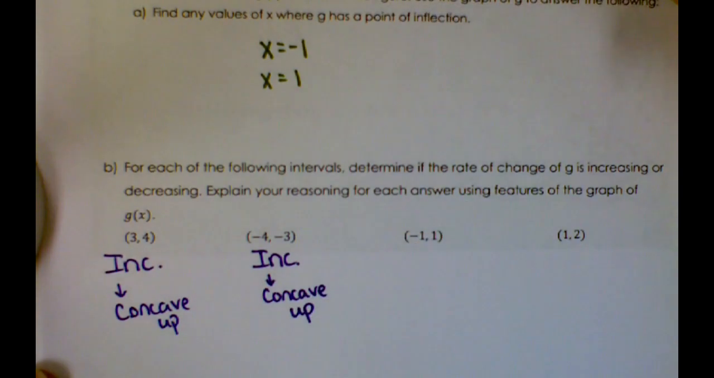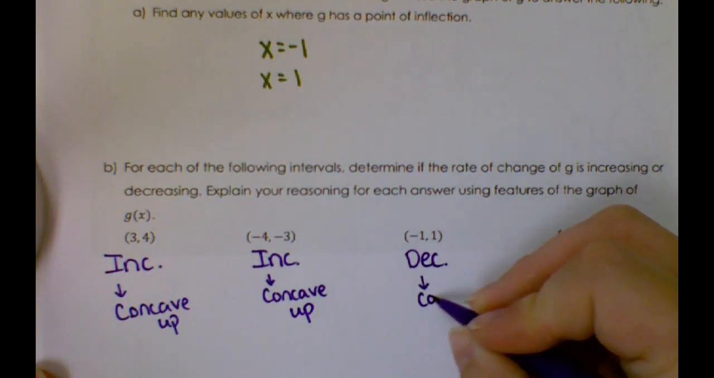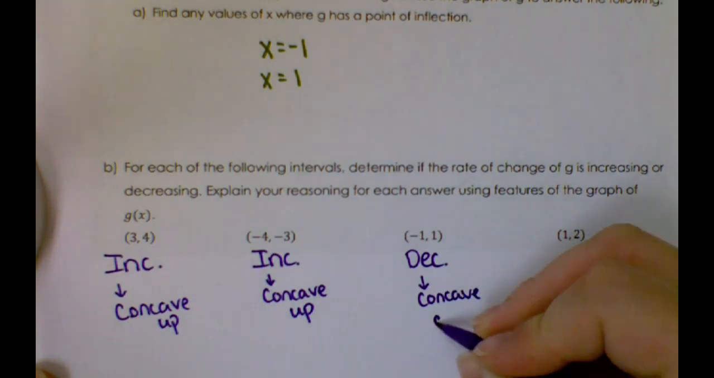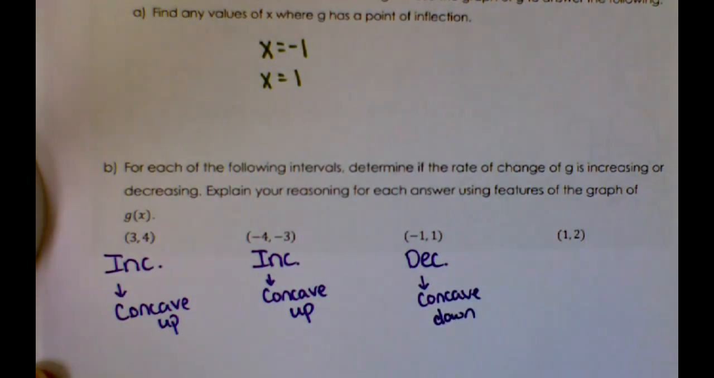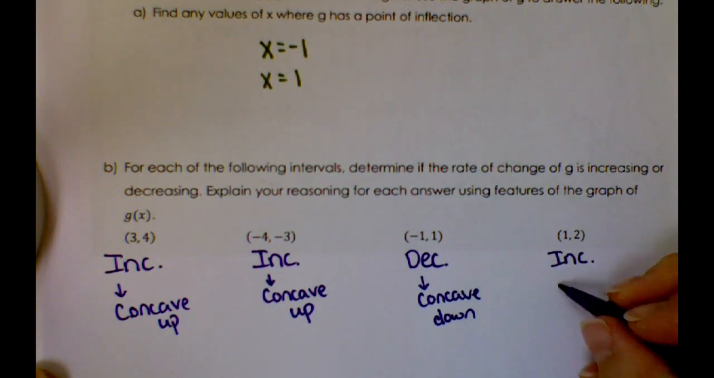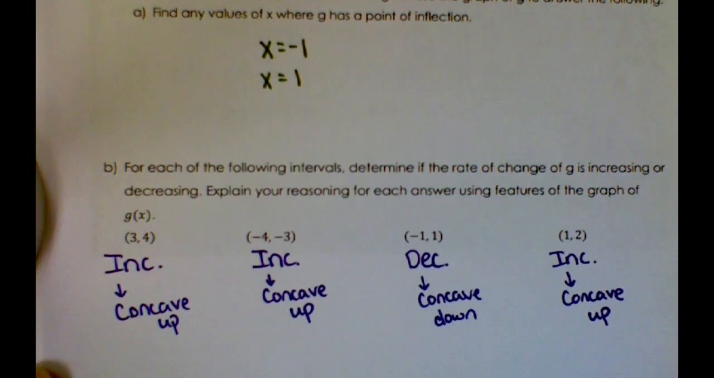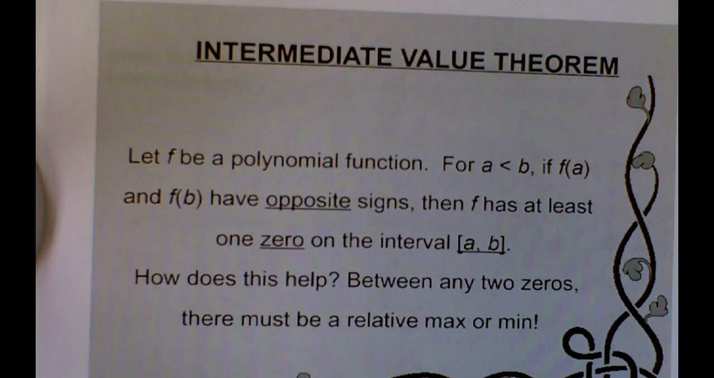From -1 to +1, our graph was concave down, so that means our rate of change is decreasing. Because our graph is concave down, we knew that. And from 1 to 2, my graph is concave up again, which means our rate of change is increasing since it is concave up. So concave up tells me that the rate of change is increasing. Concave down tells me the rate of change is decreasing.